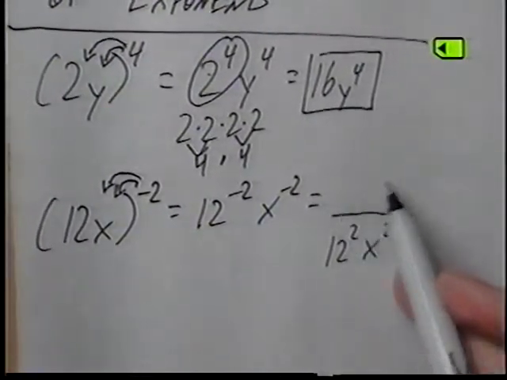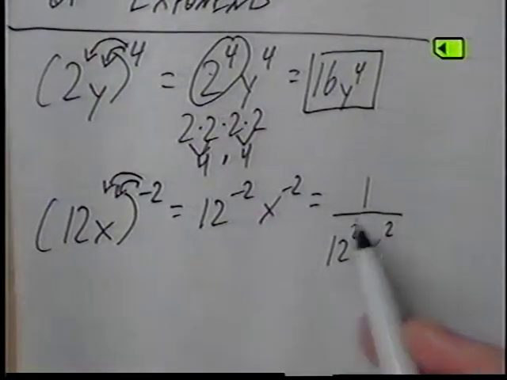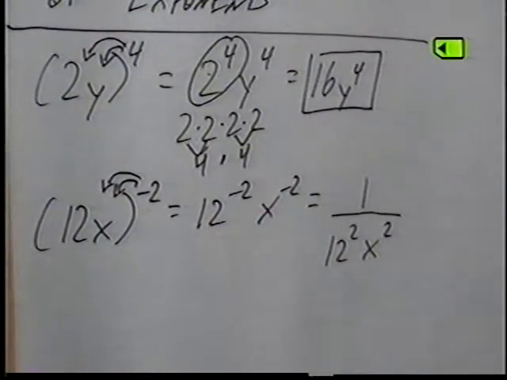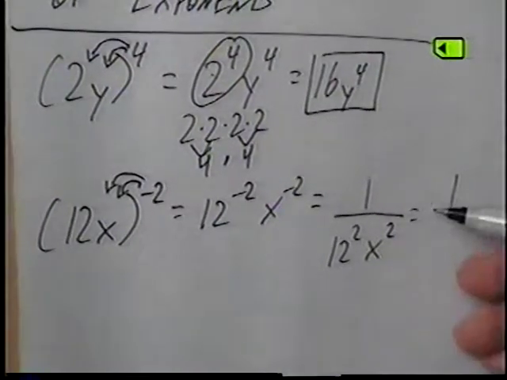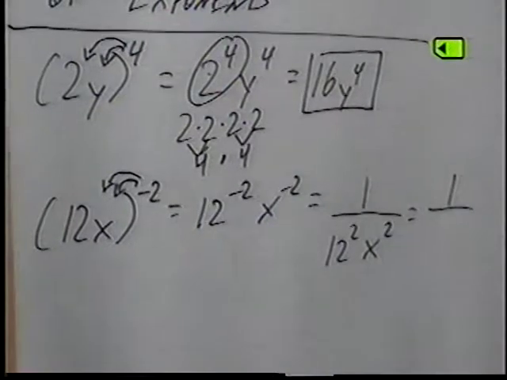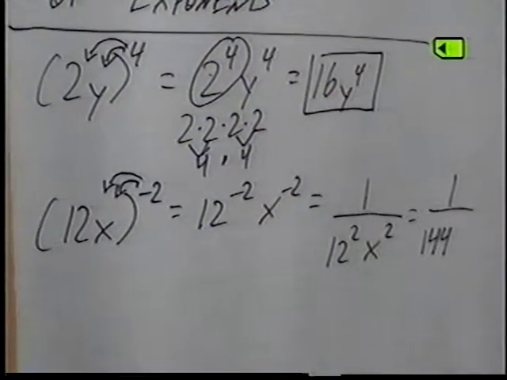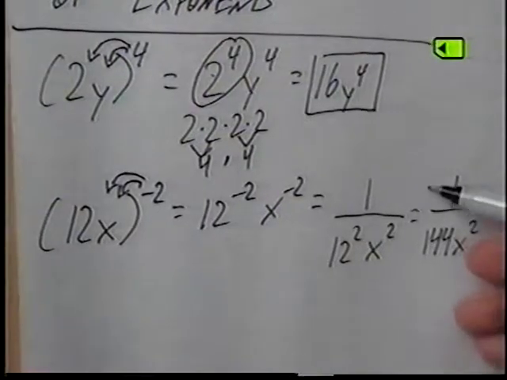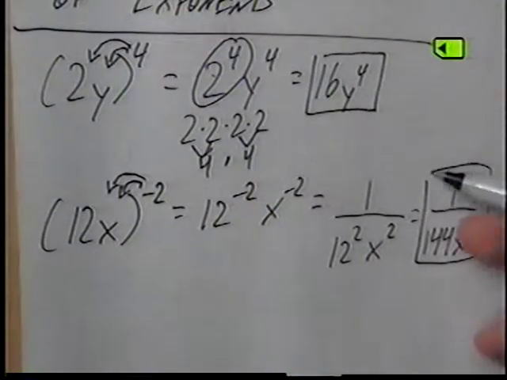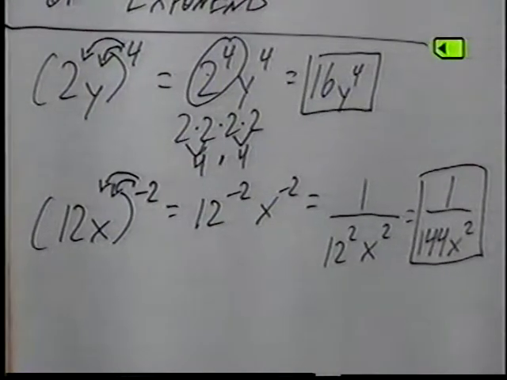If there's nothing on top of the fraction, again you have a coefficient in front of the x, which is 1, so 1 stays on top. Your final answer, simplify any numbers. 12 to the second power, it's 12 times itself 2 times, which is 144, and x to the second power. 1 over 144 x squared.